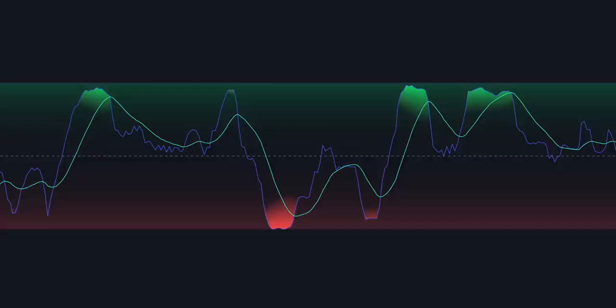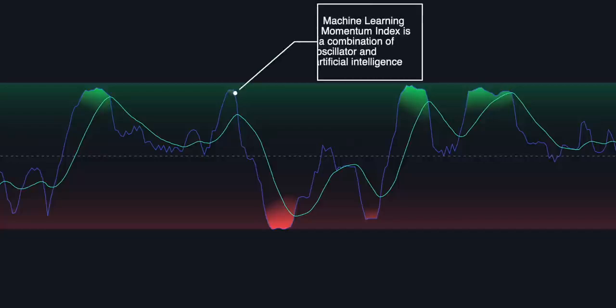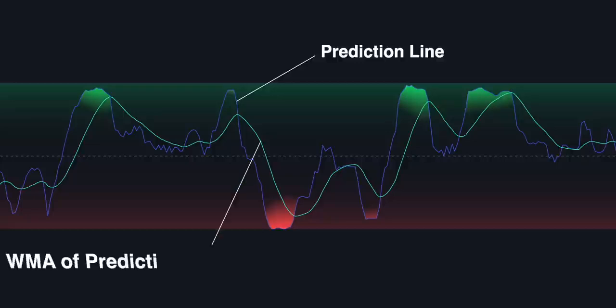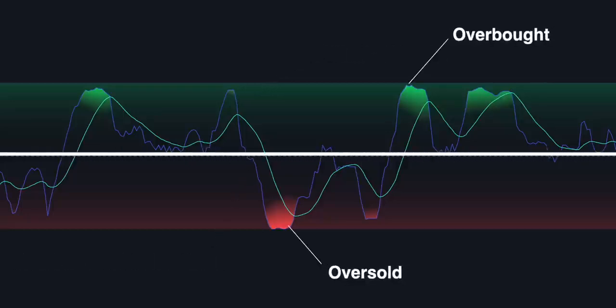Traders, before I show you the exact strategy, let me quickly walk you through this Machine Learning Momentum Index indicator. This tool represents the next step in oscillator trading. By blending traditional momentum analysis with machine learning, MLMI delivers a potent and dynamic tool that aligns with the complexities of modern financial environments. This indicator is similar to the Relative Strength Index. It consists of the prediction line, weighted moving average of the prediction line, overbought and oversold areas, and the zero level.